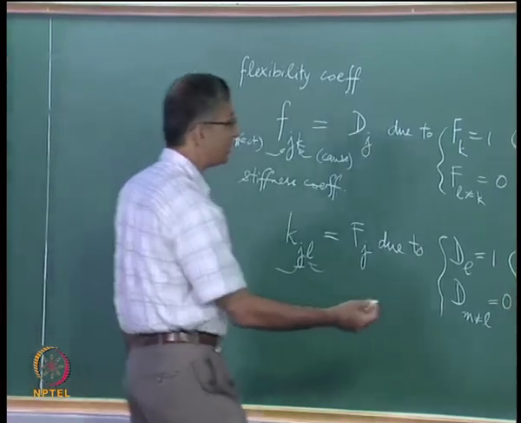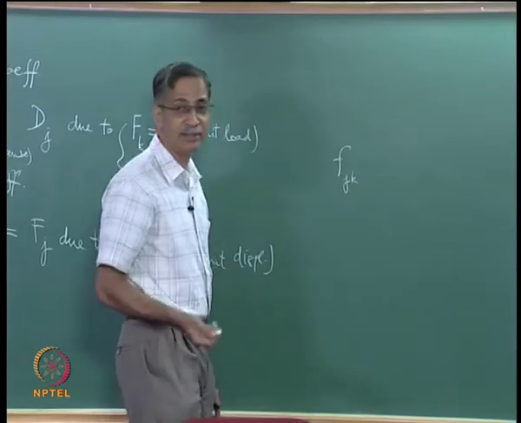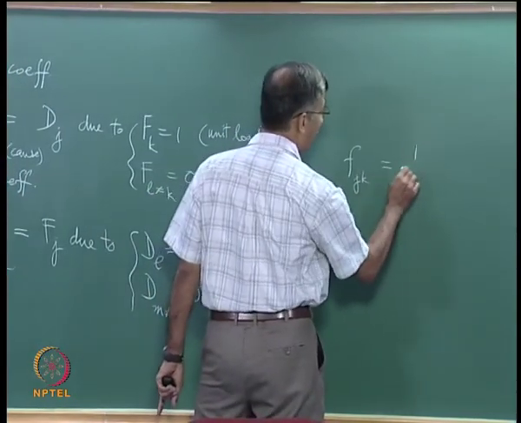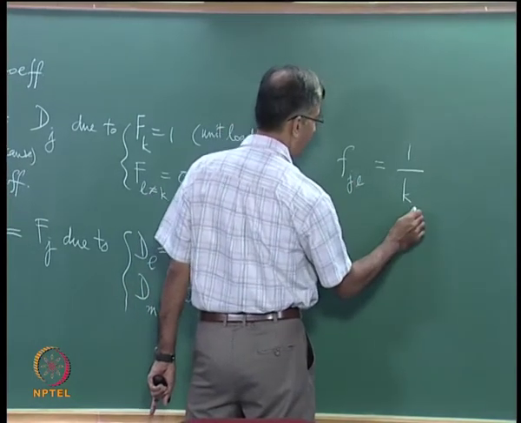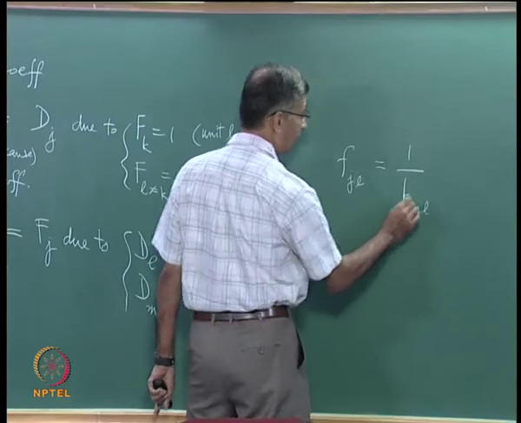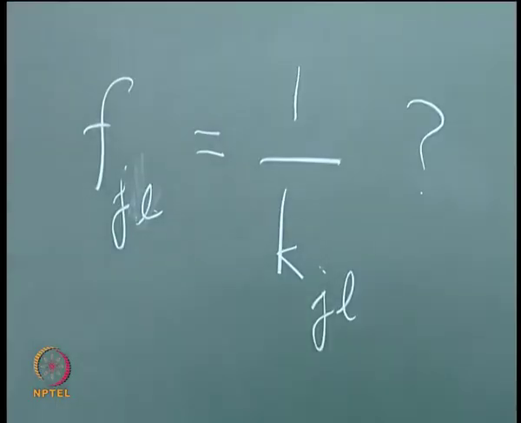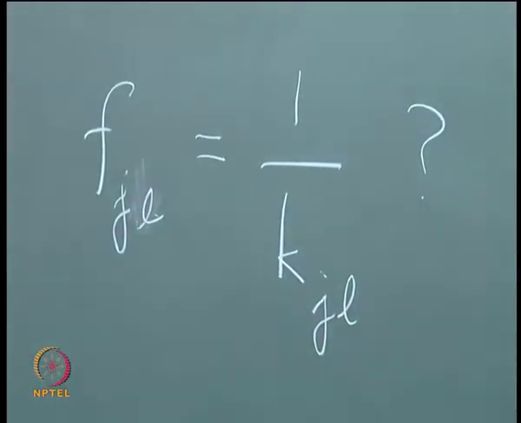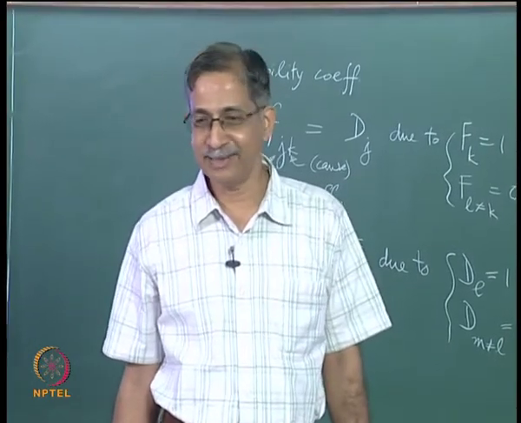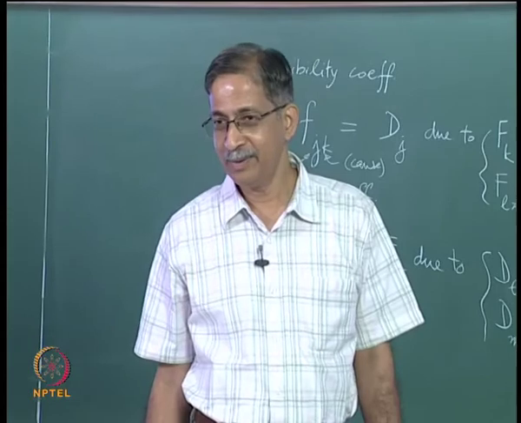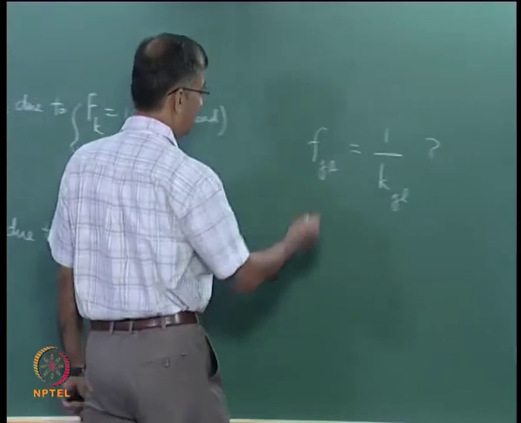Now, is there a relationship between these two? Is it right to say that the flexibility coefficient Fjk for a given structure is the reciprocal of, let us say, Fkj? Is this right? That is what one of you suggested. Is it right or wrong? After all, we have been told that one is the reciprocal of the other. Is it true? This is not true. Why is it not true? This is wrong.